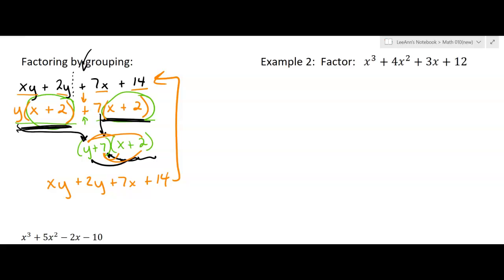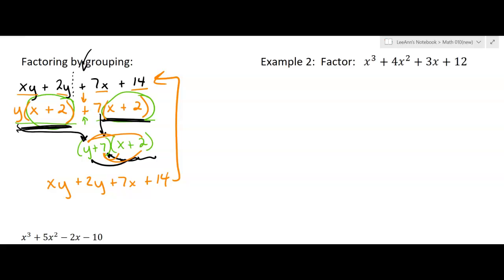All right, so now I'm going to look at example 2 here. And I have these 4 terms, x cubed, 4x squared, 3x, and 12. Is there a greatest common factor for all of them? Like, is there something they all have? Do they all have an x? No. Can they all be divided by 3? No. Not and stay in the integers, right? Okay, so remember we're factoring over the integers. All right, so I look, they don't have anything in common.